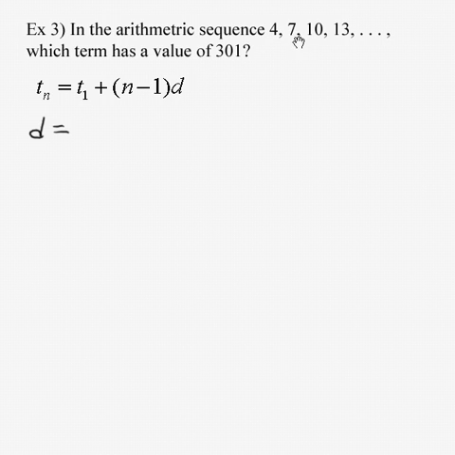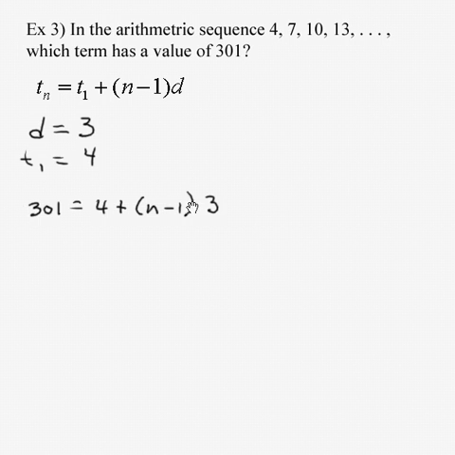First, let's start out with a common difference. So 7 minus 4, 10 minus 7, 13 minus 10 all give us the same number. So that common difference is 3. The first term, well, that's simple. Just look at that. The first term is 4. There should be no excuse for not being able to figure out the first term.